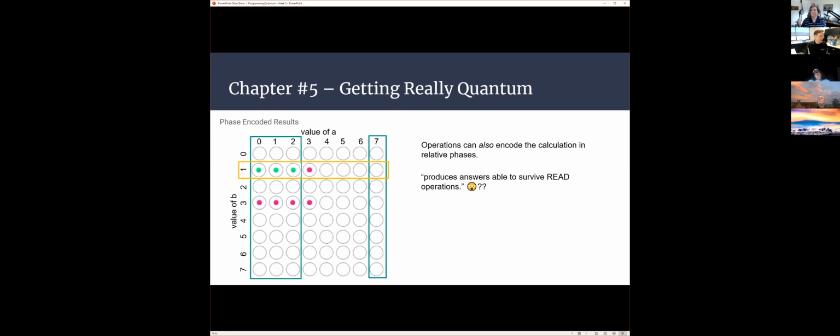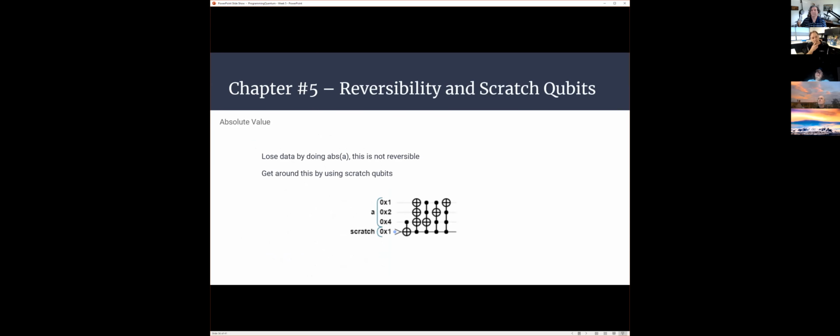Moving on, we start talking about reversibility and scratch qubits. We normally can't do an absolute value because the absolute value of 4 and -4 are both 4. You can't reverse that because you are losing information. You're losing what that negative was. And so they say to get around this, we do it by using scratch qubits. You can see what they're doing there is we're going to set the scratch qubit to 0, and then we're going to knot it based off that negative highest order bit there. And again, this all assumes we're dealing with negative and positive numbers. So that's our highest order bit.